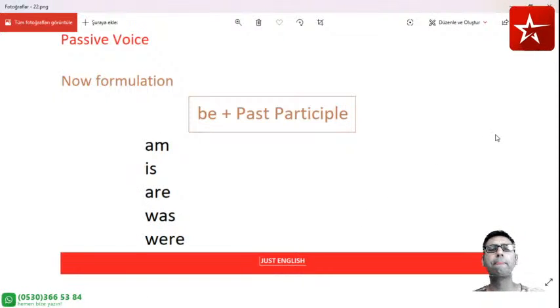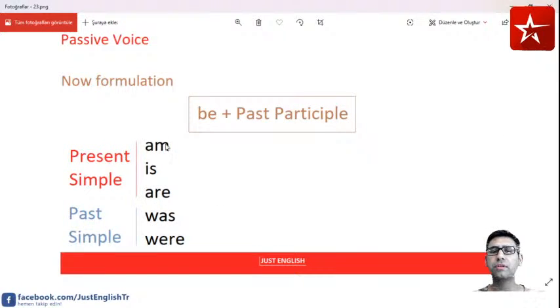Okay, so am, is, are for present simple, as you can guess. So if my sentences are in present simple, I must use am, is, are. If that sentence is past simple, then I need to use was and were. Okay, that's the rule. And then of course, after using these, I need to bring here past participle as verb.